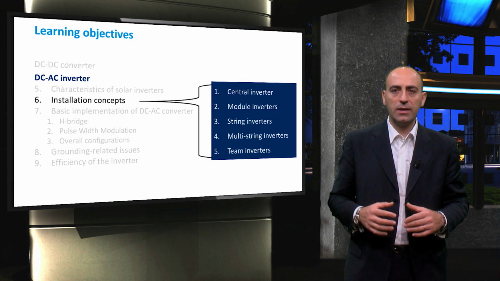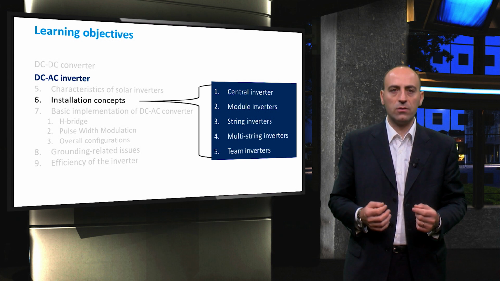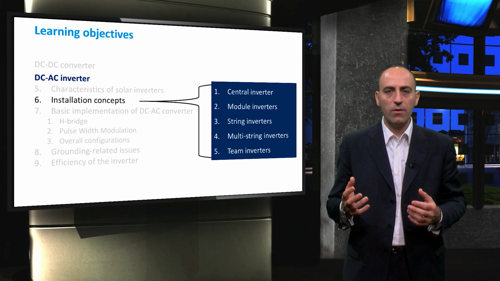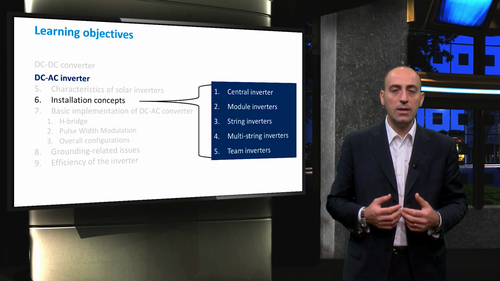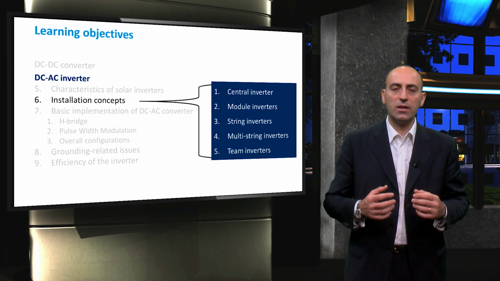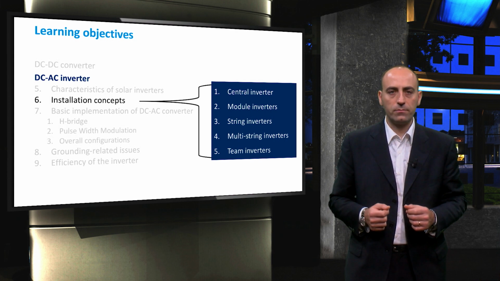Which of these system architectures will be employed in a particular PV plant depends on many factors, such as the environment of the plant, whether the plant is situated in an urban environment or in an open area, scalability, costs, etc. In this video, we will discuss different architectures, focusing on the main advantages and disadvantages.